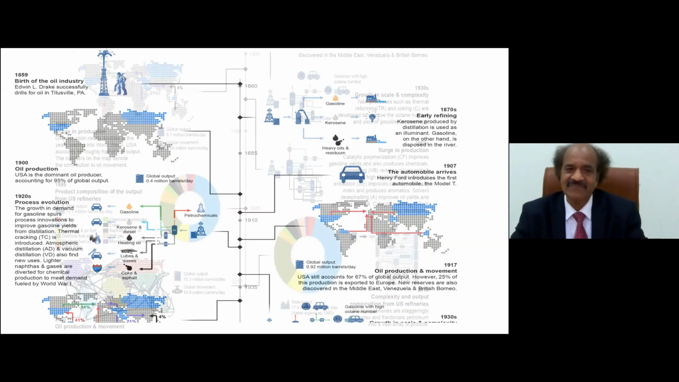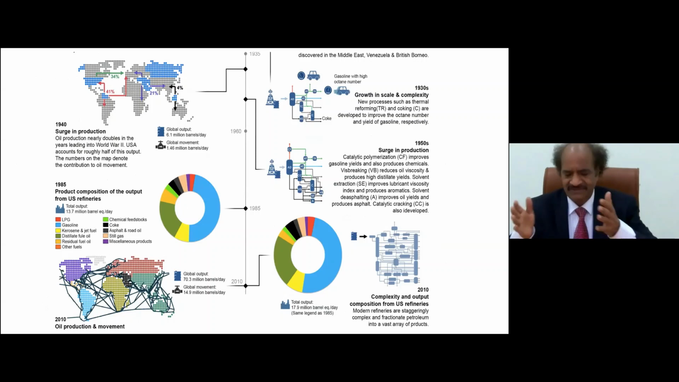Now, there was a surge in production of petrol and crude, I guess, during the 1940s. And in the early 60s, Mobil introduced zeolite catalysts. The so-called ultra-stable zeolite came much later, and all refineries across the world started using ultra-stable zeolite. So catalysis played a very important role.